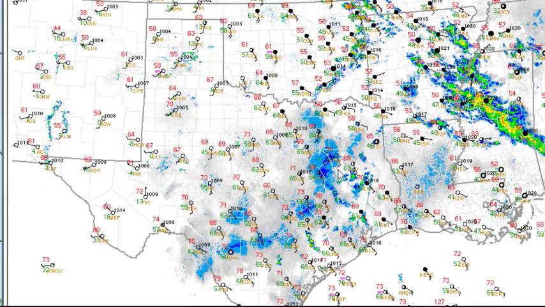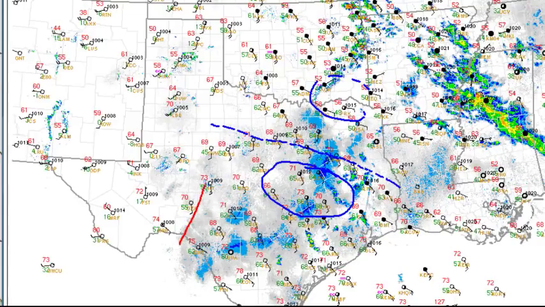And what happened to that boundary? Looks like it might have drifted north a little bit. Looks like it's just north of Palestine and Lufkin, kind of in this area. So we go from upper 50s here to tropical air down to the south. Okay, then the dry line itself, well, that's going to be out in this area here.